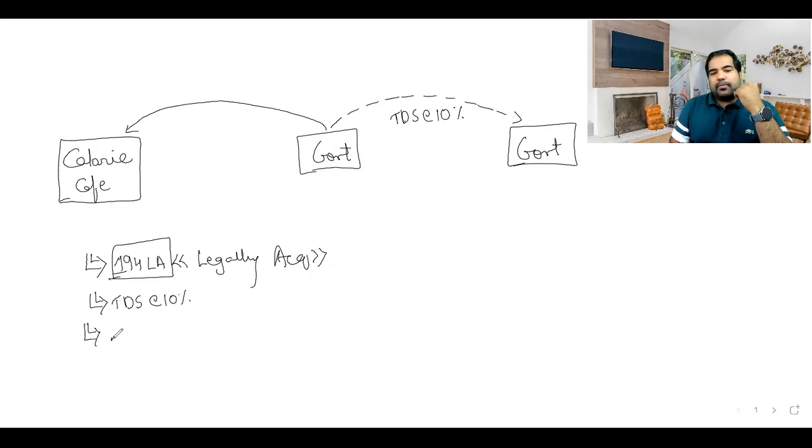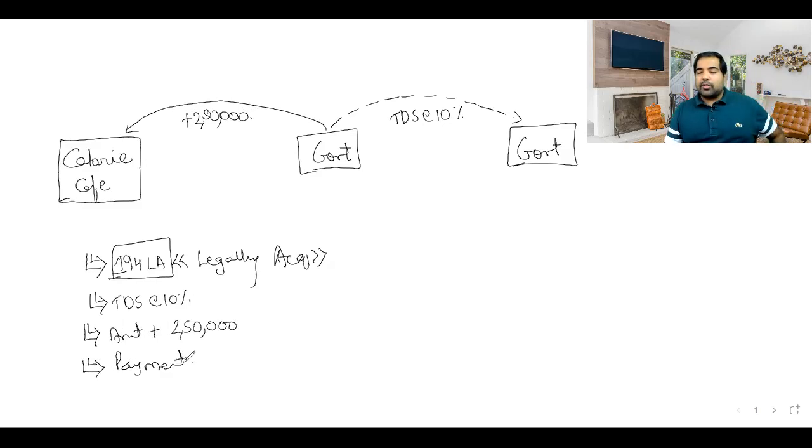So TDS at the rate of 10%, only if the amount is more than 2,50,000 sale price. And of course, it's the government acquiring, so this will be on payment basis, guys. And if there is no PAN, then TDS is at the rate of 20%.